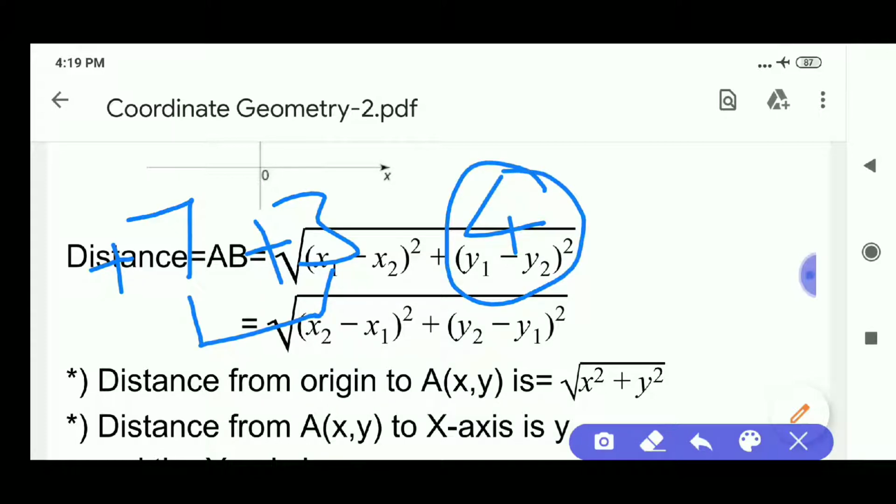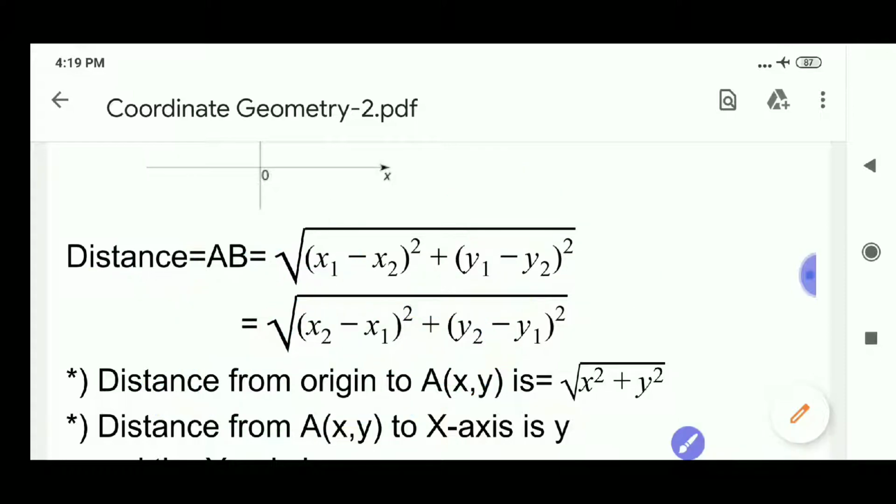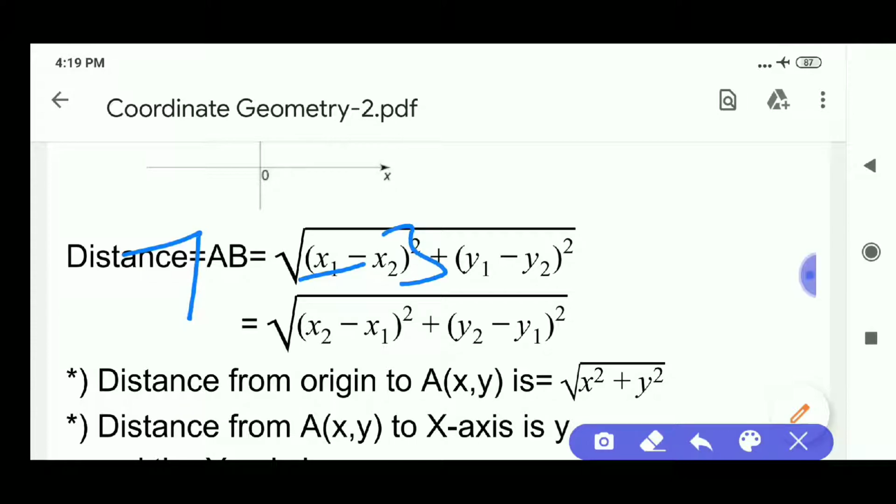Simply subtract without considering their signs. For example, minus 7 and minus 3. Here the signs are the same. What is their difference? Simply subtract 7 and 3 without considering their signs. That is 4.